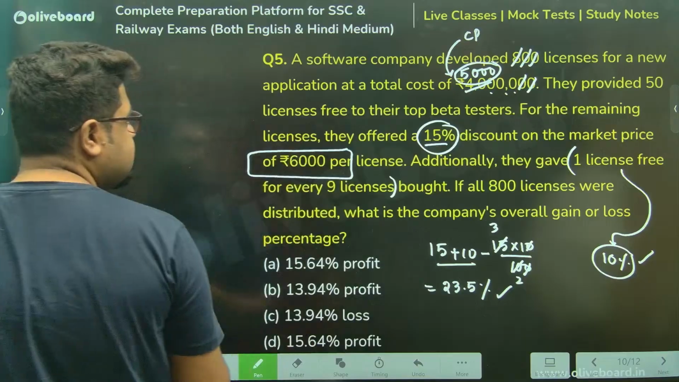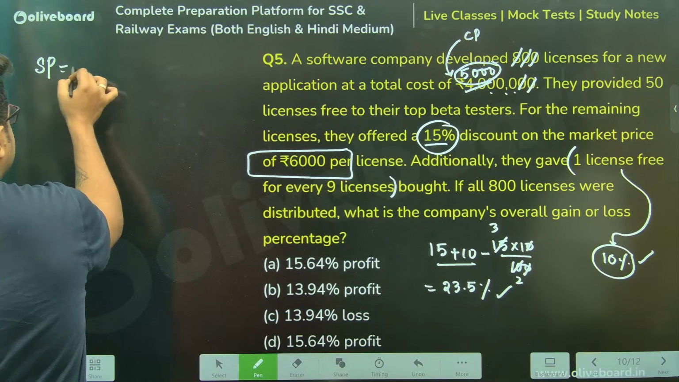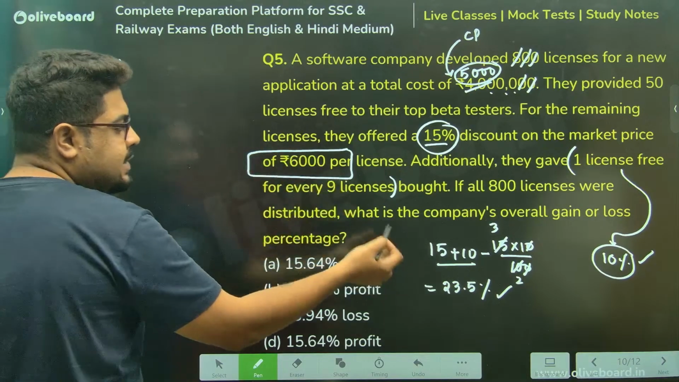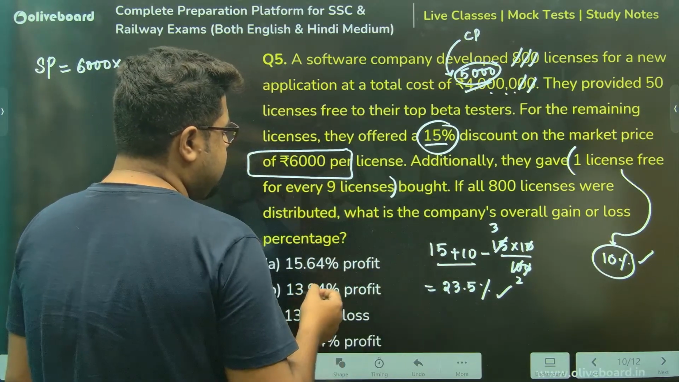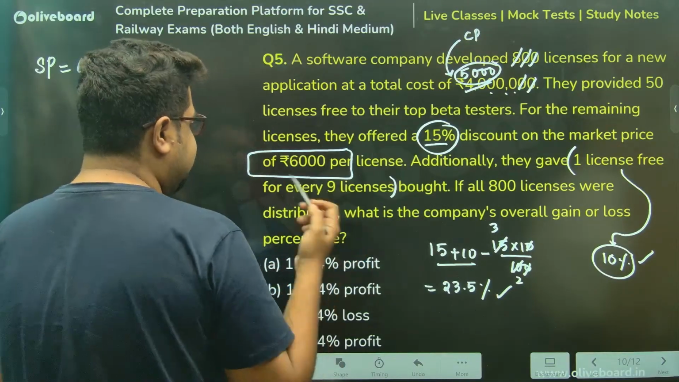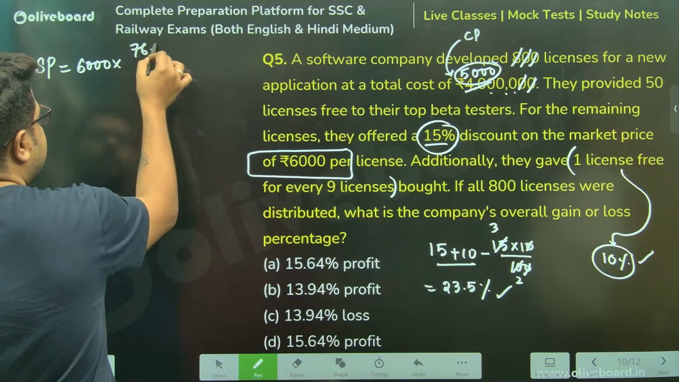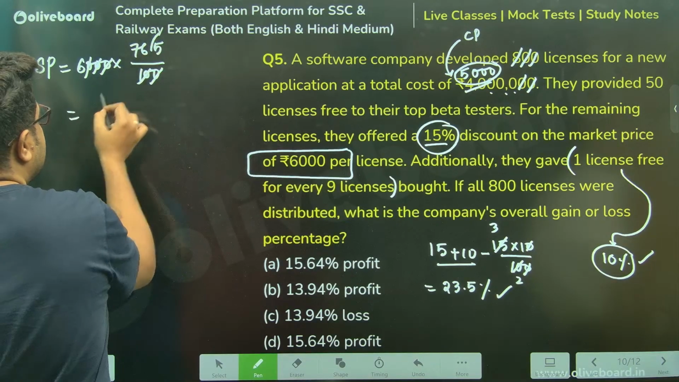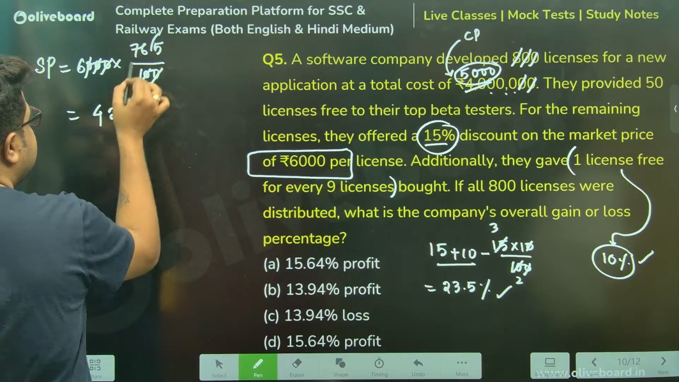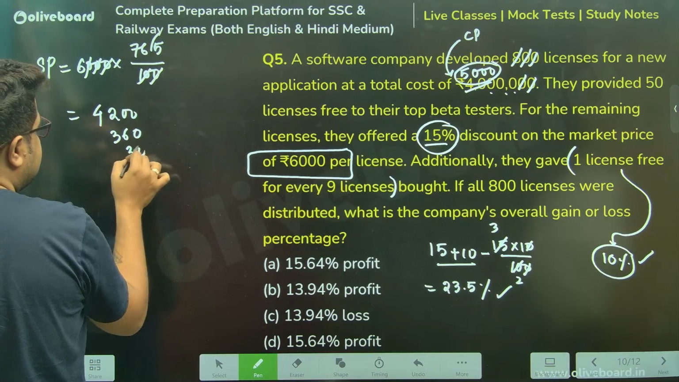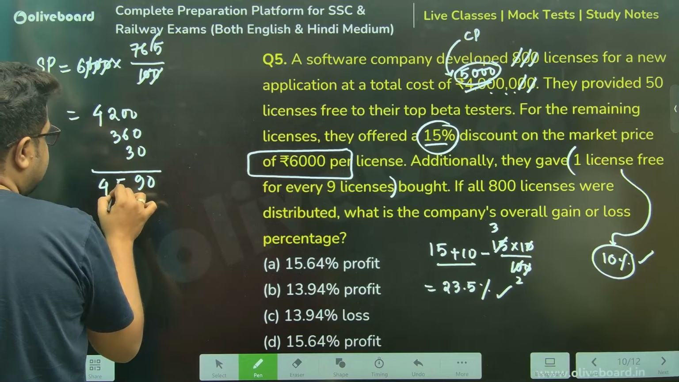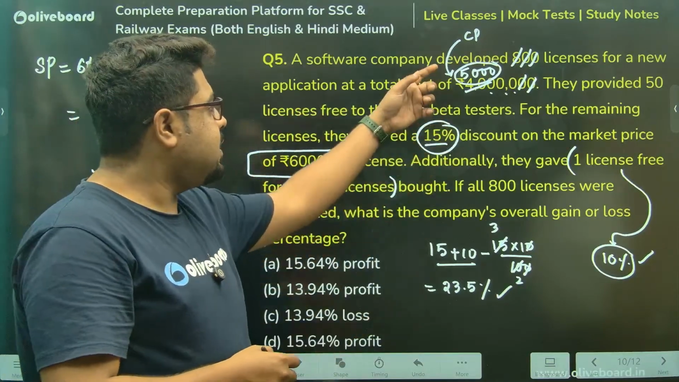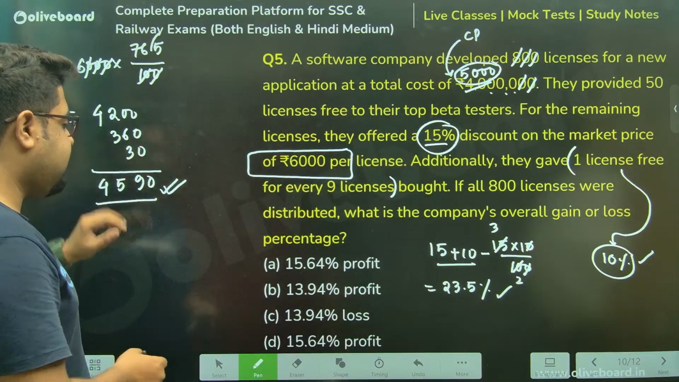Now, on 6,000 rupees, SP of each license will be how much, sir? 6,000 rupees into 76.5 out of 100, sir. Double zero, double zero. So again, this is 4,200. This is 360. This is 30. 90, 45. 4,590 rupees. That means they are selling it for loss. 5,000 rupees is the price of this, and they are selling it for loss, sir.